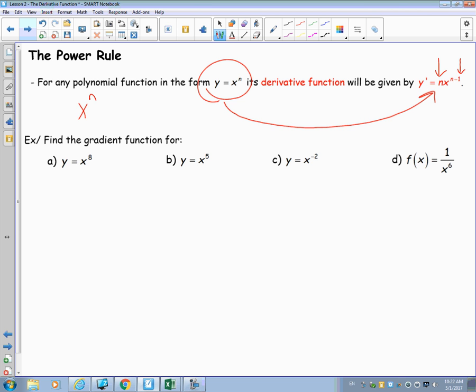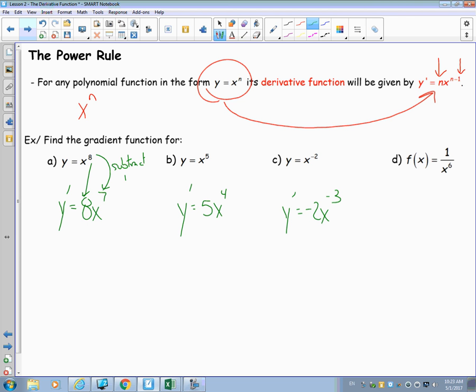So, for example, if I have y equals x to the 8, its derivative, so y prime, will be 8 times x to the 7. My exponent came down in front, and I subtract 1 to get the new exponent. And if I had y equals x to the 5, y prime would be 5x to the 4. Same thing works with negative exponents. So the negative 2 comes down in front, and if I subtract 1, I'm at negative 3.